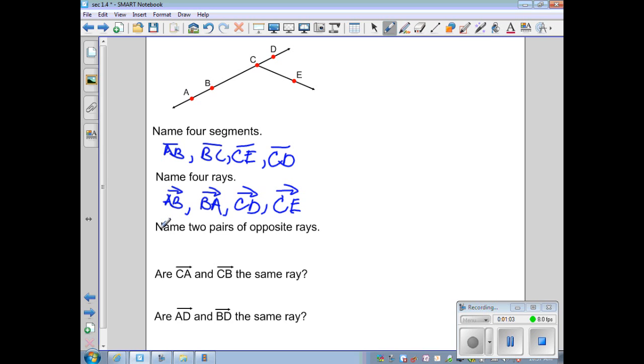Name two pairs of opposite rays. First, they have to have the same endpoint, which I will start with B, BA, and another ray with endpoint B would give us a ray of BC. Another pair of opposite rays would be ray CD. It has to have the starting endpoint of C, and I will call that ray CB.